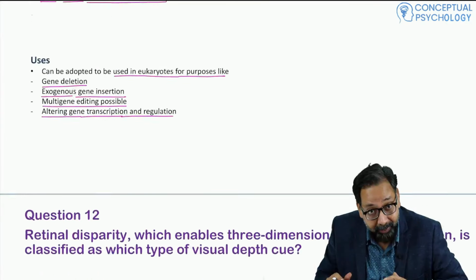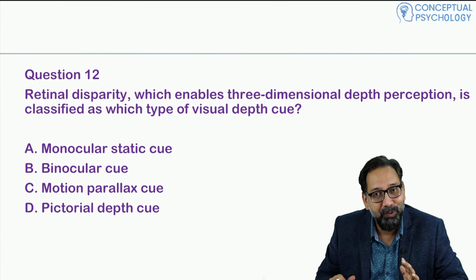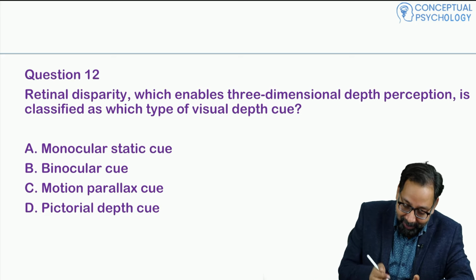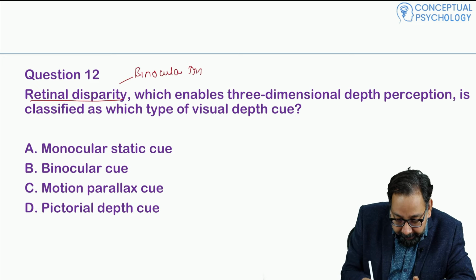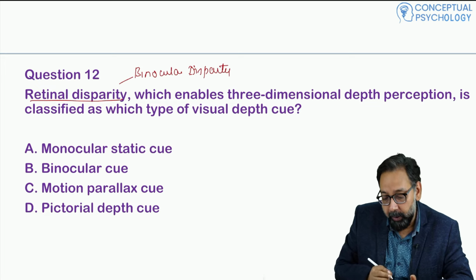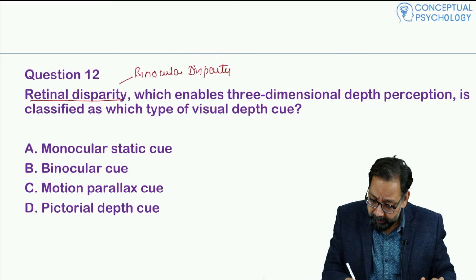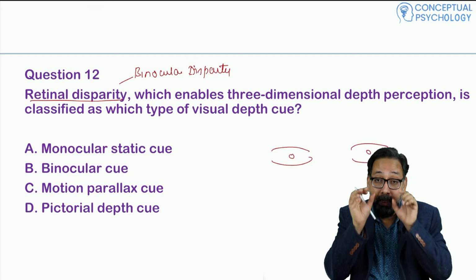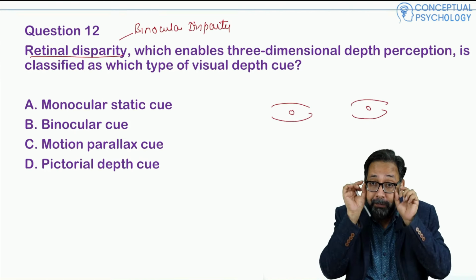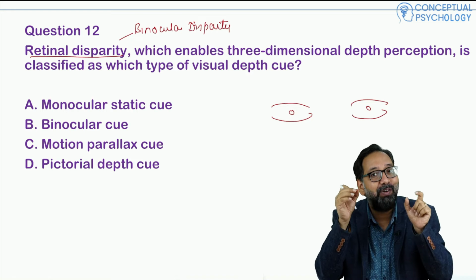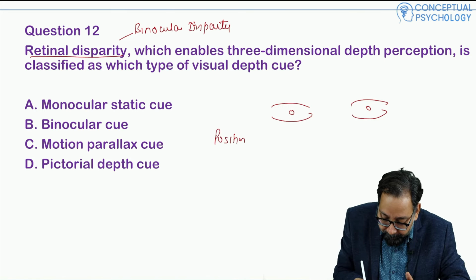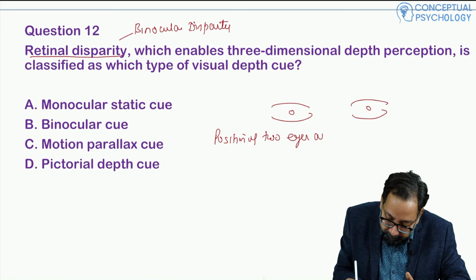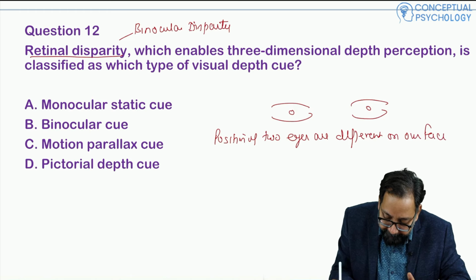Now we come to question number 12. Retinal disparity. If you know the other name of retinal disparity, you can solve the question easily. Retinal disparity, also known as binocular disparity. What is binocular disparity? You know, we have two eyes on our face and the position of two eyes are different. So for the same object, different eyes will make different images or different view from different angles. So we can write that position of two eyes are different on our face. This is correct statement.